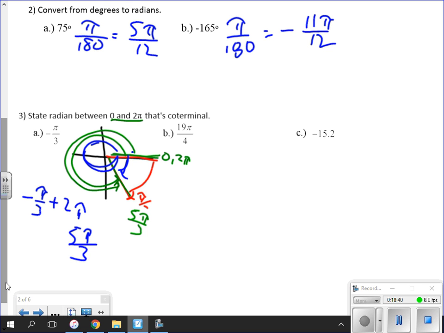What's happening with this one here? I start here and I go around a bunch of times until I get some angle, and I don't know if that's exactly where that angle will lie. Just kind of guessing, but it goes around more than once. So what I do is I take 19 pi over 4 and I subtract 2 pi, and I subtract 2 pi, and I subtract 2 pi until I end up with a number that's between 0 and 2 pi. So my numerator needs to be between 0 and 8. So if I take 19 pi over 4 and I subtract 2 pi, 2 pi is 8 over 4, right? 19 minus 8 would give me what? It would give me 11 pi over 4.